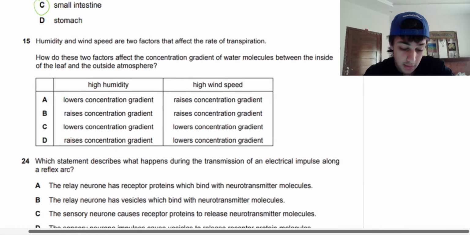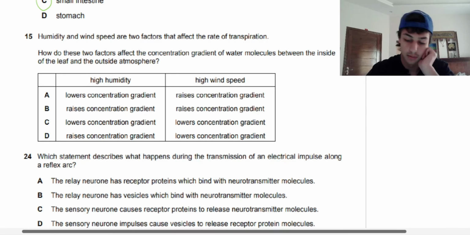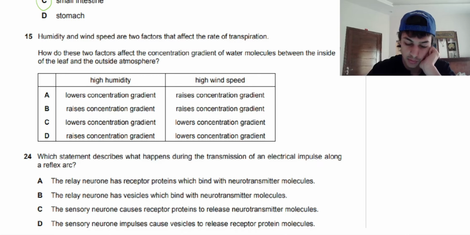amylase. Humidity and wind speed are two factors that affect the rate of transpiration. How do these factors affect the concentration gradient of water molecules between the inside and outside? When there's high humidity, what happens is it lowers the concentration gradient, so raises it will not, and high wind speed raises it. Let's talk about why.